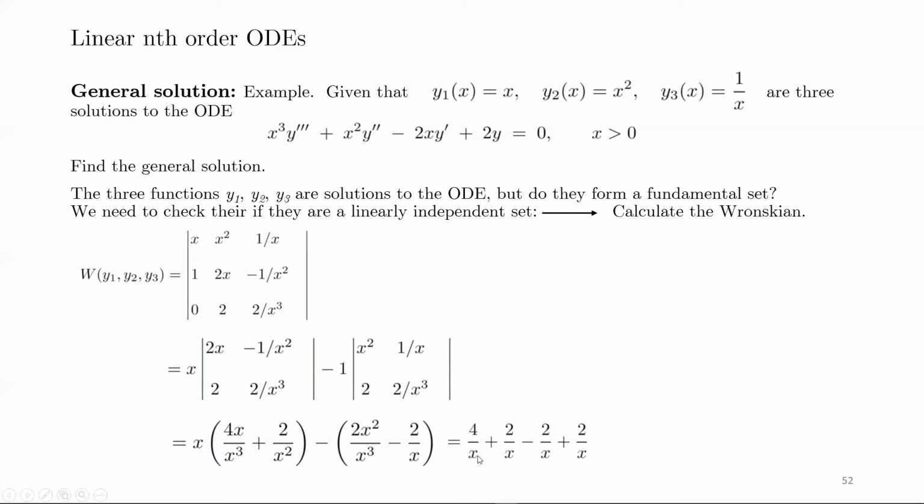We multiply through by x here, so we get 4 over x plus 2 over x minus 2 over x plus 2 over x. If I do that, I get 4 plus 2 is 6, minus 2 is 4, plus 2 is 6. So I get 6 over x. And of course 6 over x is greater than 0 for x greater than 0, and in fact x is greater than 0 here, so we're not looking at the case where x is equal to 0, thankfully. Otherwise we would have something going to infinity, but the point is it's not equal to 0.